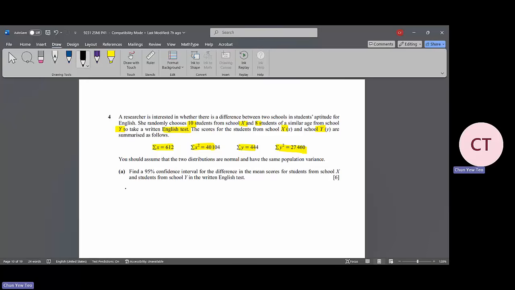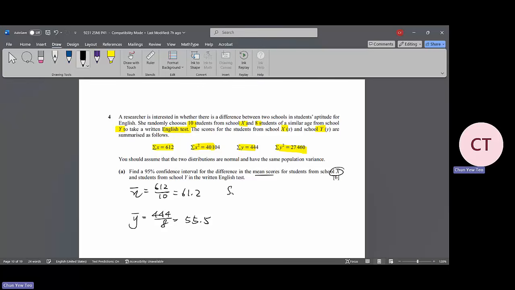So A, find a 95% confidence interval for the difference in mean score for students from school X and students from school Y in the English test. Over here, what you need to do is find x bar and y bar. It will be 612 divided by 10 and 444 divided by 8. So this one you will get 61.2, and this one you will get 55.5.